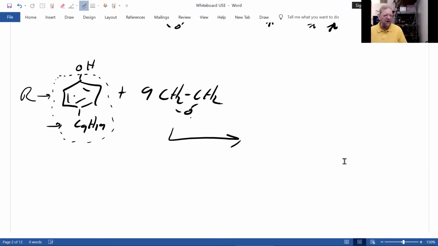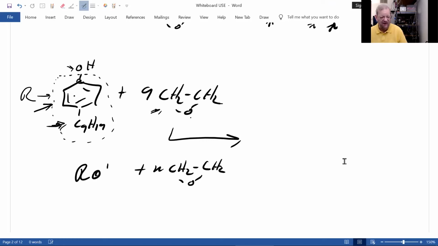All right, what do I have here? Well, I've got a benzene ring. That's not going to react with ethylene oxide. I have N moles of ethylene oxide. This is an R group right here, like methyl, ethyl. That's not going to react. But ooh, carbon with a hydroxyl group on it, that's an alcohol, and that will react. And what do you get? You get this polyether alcohol.